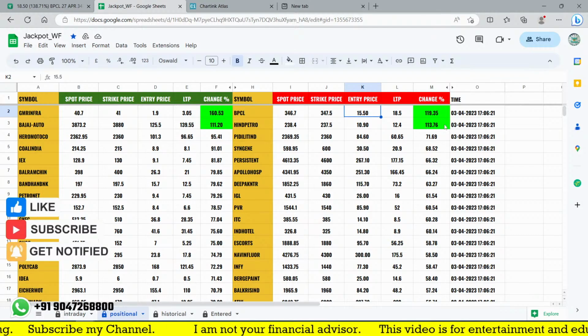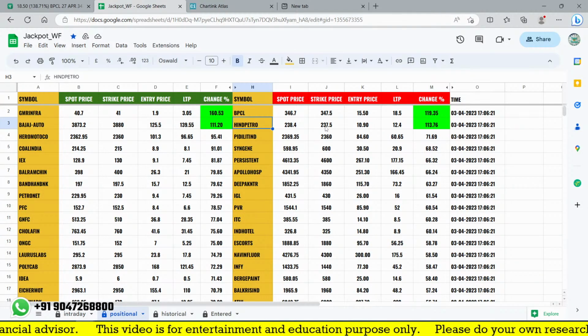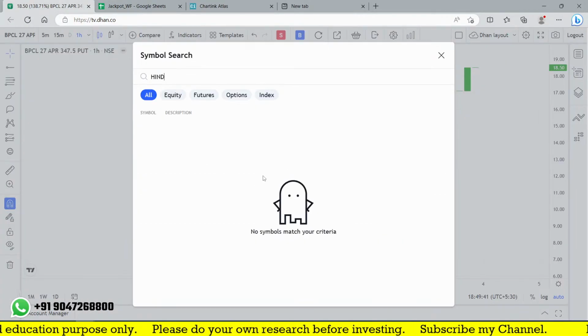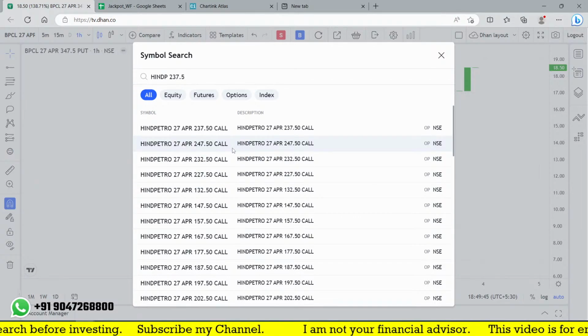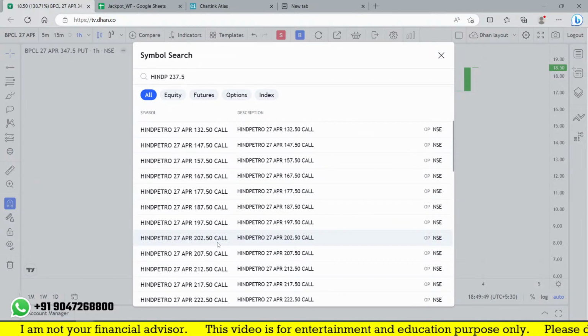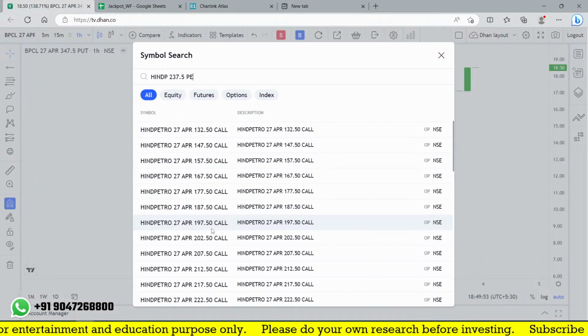Okay, and the second one is BPCL, in the petro sector, where I am focusing on the 237.5 put option. So let us go and check the 237.5 put option.